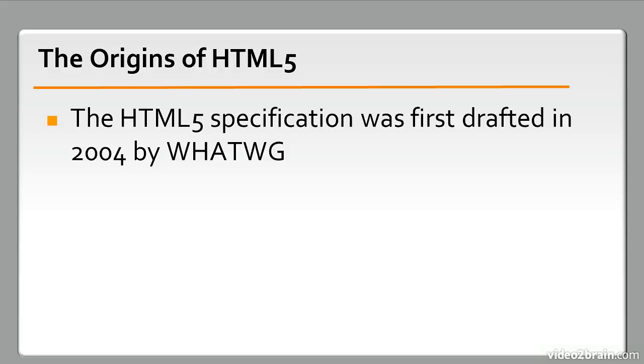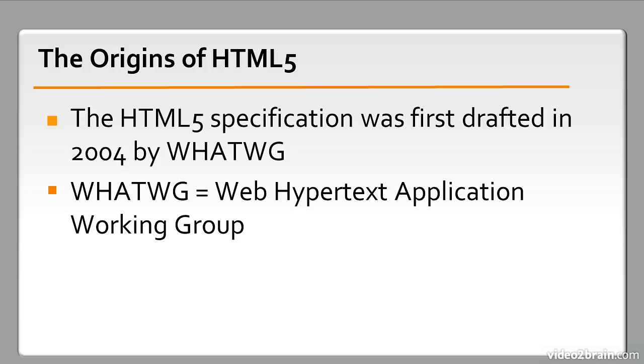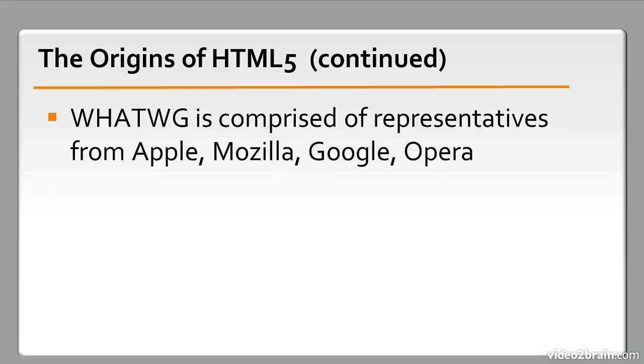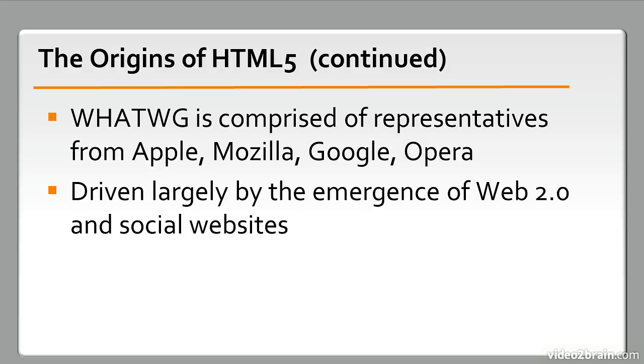So HTML has been around for many years, but it was in 2004 that the WhatWG group drafted the first specification of HTML5. WhatWG is the Web Hypertext Application Working Group, and they work closely with the World Wide Web Consortium to push forward the development of the HTML5 specification. So WhatWG is comprised of the leading browser vendors that we have today. Apple, for example, with their Safari browser, Mozilla with Firefox, and Google Chrome and Opera. These are leading organizations that are pushing forward the envelope, if you like, for HTML5.